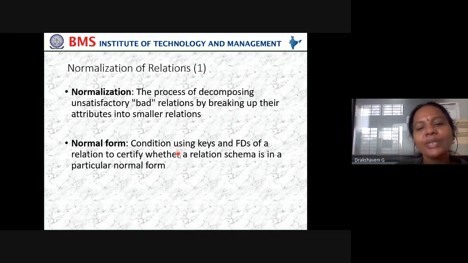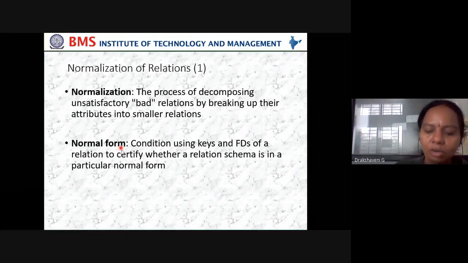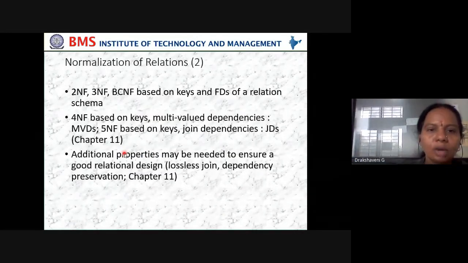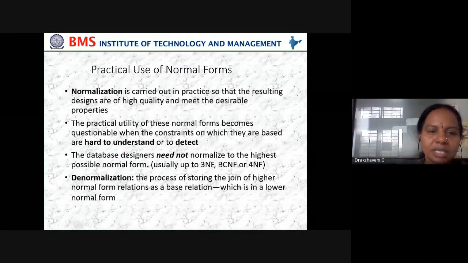So what is normal form? A condition using keys and functional dependencies of the relation to certify whether a relation schema is in a particular normal form or not. So we'll stop here, then we'll continue in the next class.